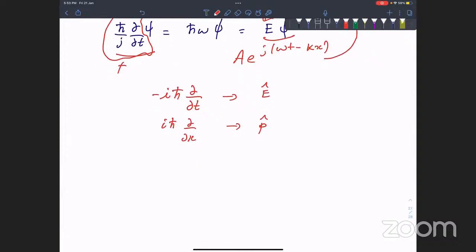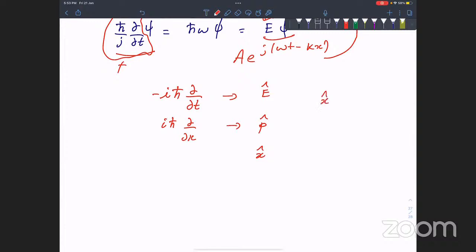iħ ∂/∂x must be the momentum operator. What is the position operator? How do we get the position, right? There's no simple notation for that. Definitely e to the power j(ωt minus kx) is not a position operator, right? So for now, we're going to simply call it x. We just put a cap on that and call that the position operator. Okay, I cannot split it further, I can just simply call it x.